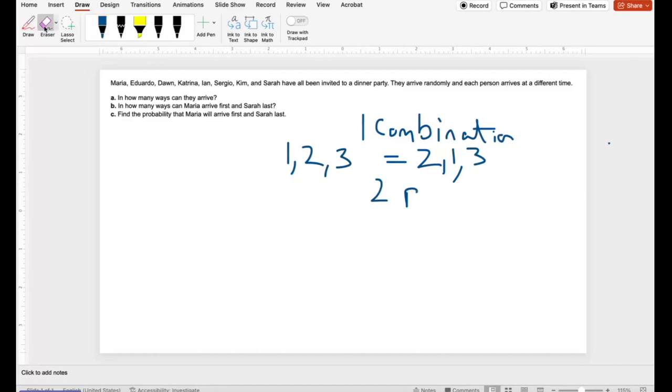Let me actually take this off. Sorry if it's a little bit sloppy. All right, so that's the difference. So permutations, order matters. So whenever you have different ways something can happen, you're always going to have more permutations than combinations because you can rearrange the same things differently. So when it's asking how many ways can they arrive, is that a permutation or combination?